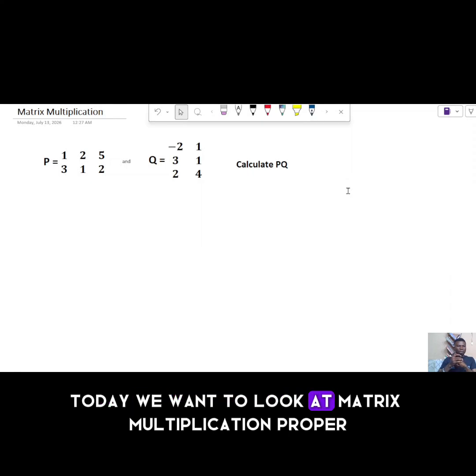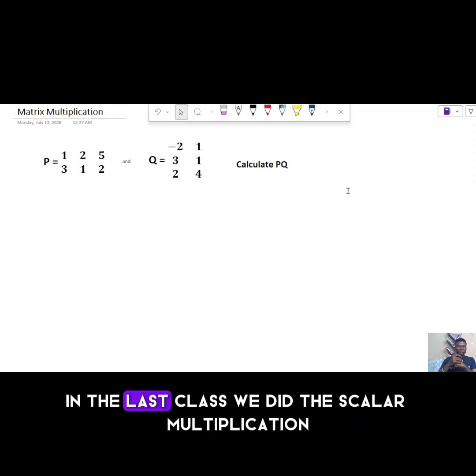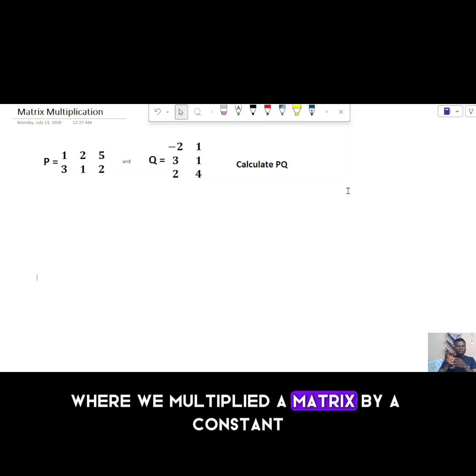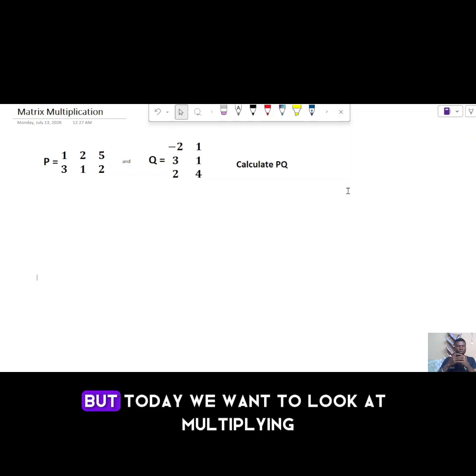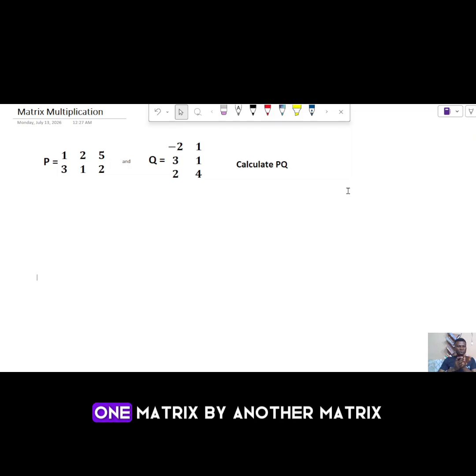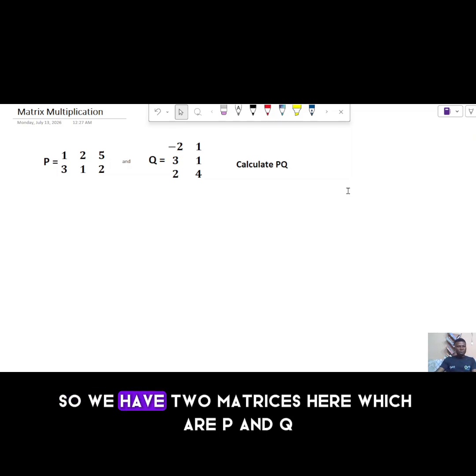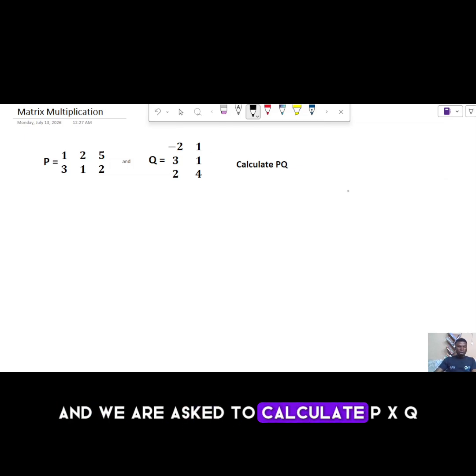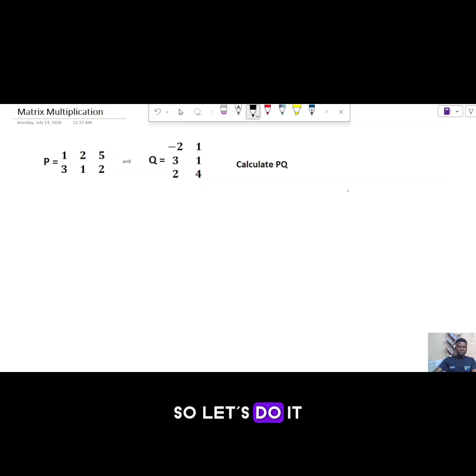Today we want to look at matrix multiplication proper. In the last class we did the scalar multiplication where we multiplied a matrix by a constant. But today we want to look at multiplying one matrix by another matrix. So we have two matrices here, which is P and Q. And we're asked to calculate P times Q. So let's do it.